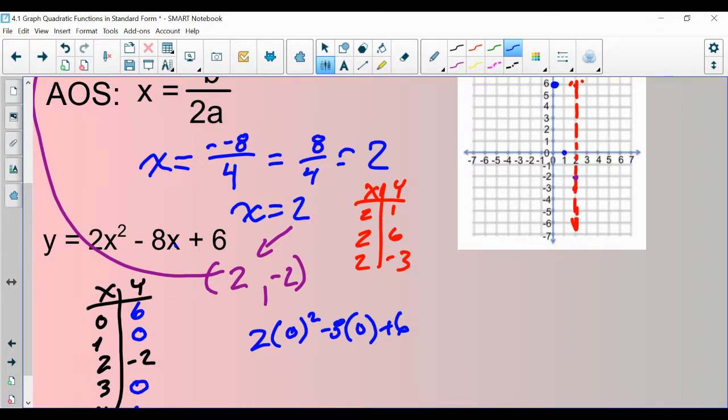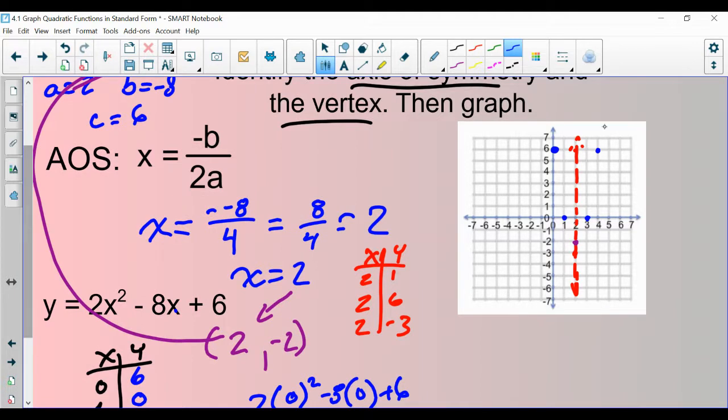1, 0 would be right there. 3, 0, and 4, 6. So we can see this graph. It is a little more steep. If you guys remember this from the last unit, we call that a stretch. It's a little bit more steep of the U, but still making that U shape.